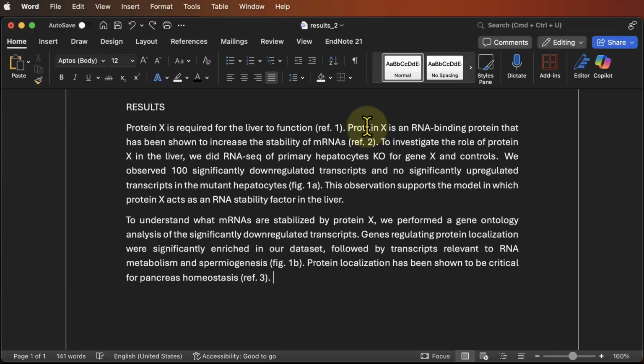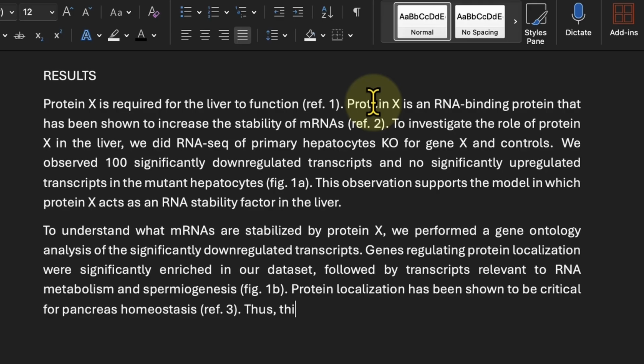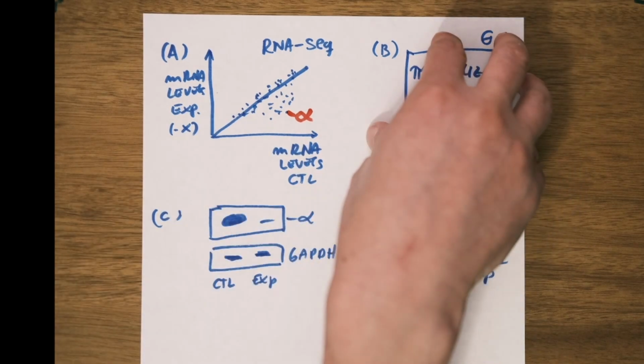This is just to bring a little bit of extra context that we didn't have when we started thinking about the manuscript. And then we conclude the results of this panel here. So we say, thus this data suggests that altered protein localization in the hepatocytes can also be a driver of liver failure. And that will be the conclusion for this panel.